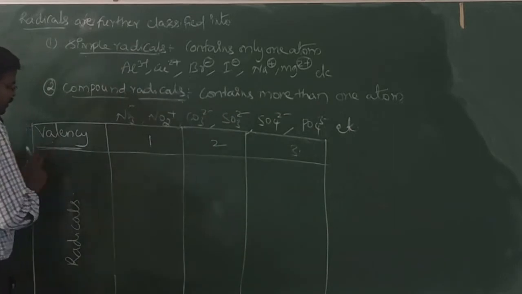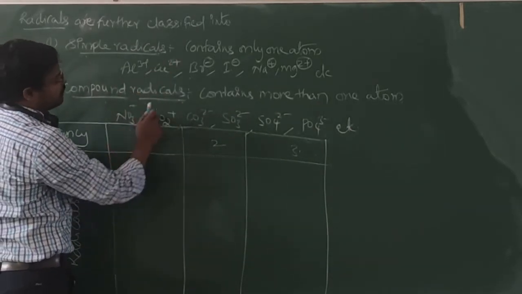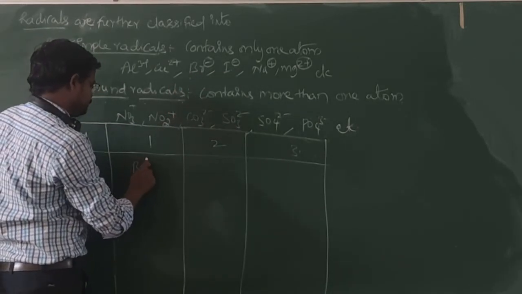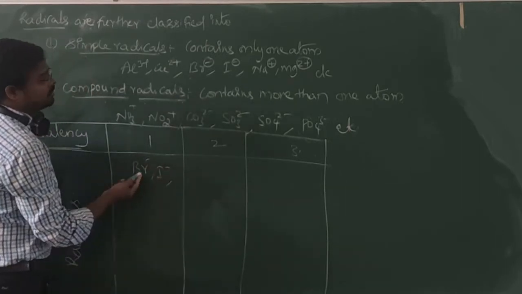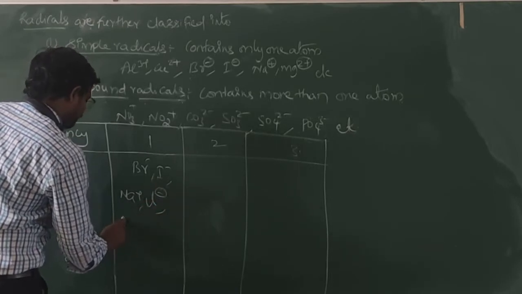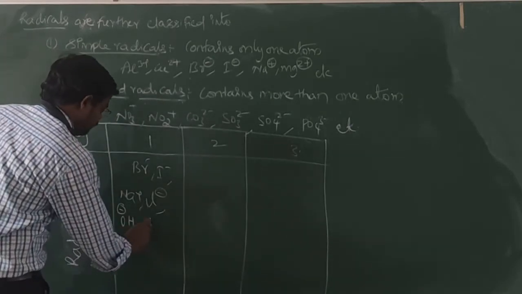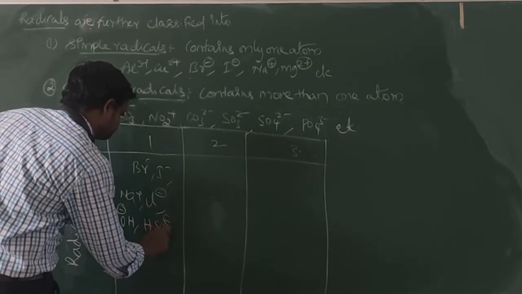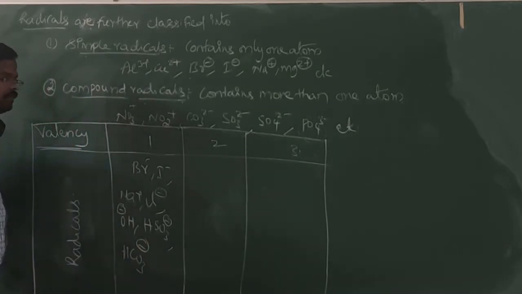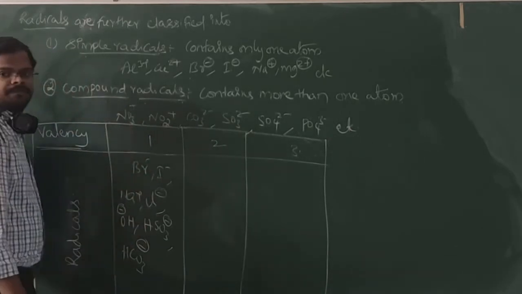So radicals whose valency is 1. Examples: Br minus, I minus, Na plus, Cl minus, or we can take OH minus also, and HSO3 minus, HCO3 minus. The valency of all these radicals is 1.